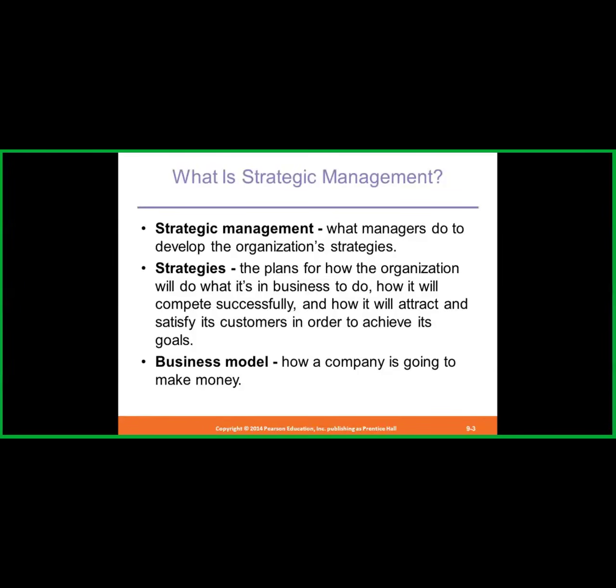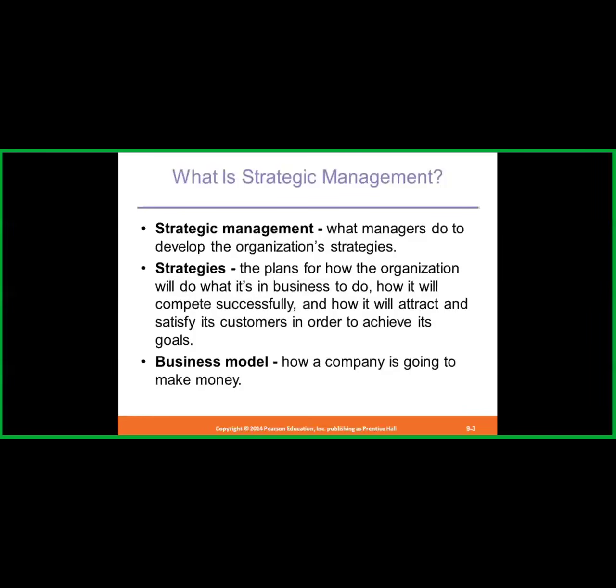So, what is strategic management? I'll just read out what is there on the screen and then we will have the explanation. Strategic management is what managers do to develop organization strategies. That is the meaning of strategic management. Yesterday we had discussed what is strategy, meaning of strategy, and definition of strategy. Now, making strategy, implementing strategy, and monitoring strategy, all this comes under strategic management. What managers do to develop organization strategies is called strategic management.